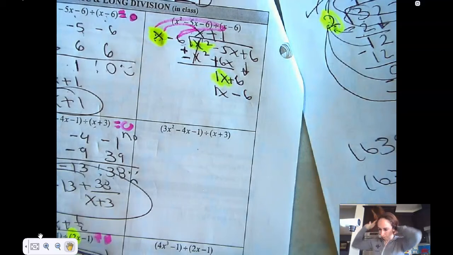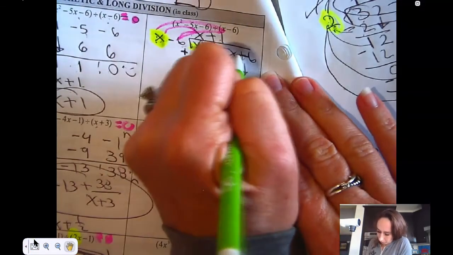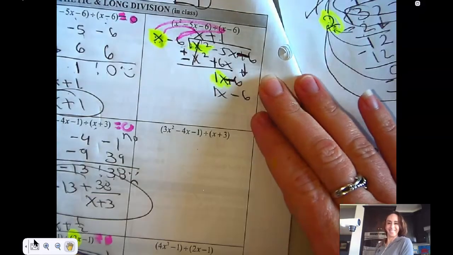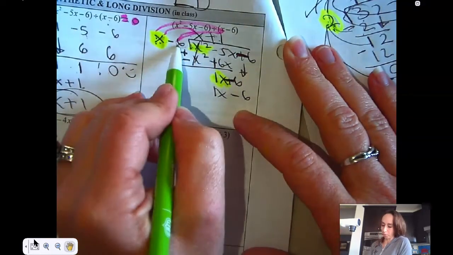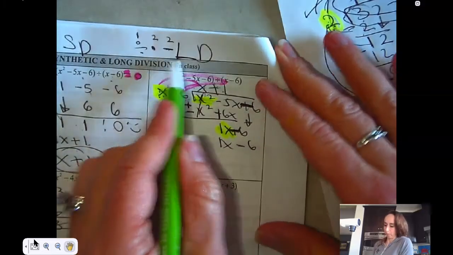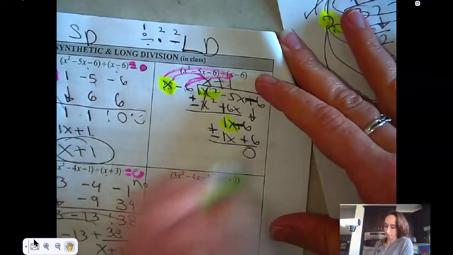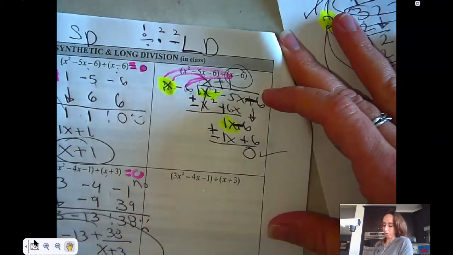Okay? I feel like I made a mistake somewhere, so I've got to figure out what the issue is. Hold on. Okay, I copied down the problem wrong. That's minus 6 in the problem. So that's minus 6. Now we're good. Okay? So we divided 1. We multiplied both. And now we're going to subtract both. Change the signs for everything to the right. 0. Is this a factor of this? Yes, because the remainder is 0.